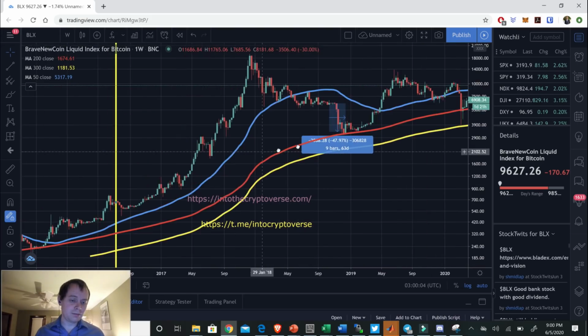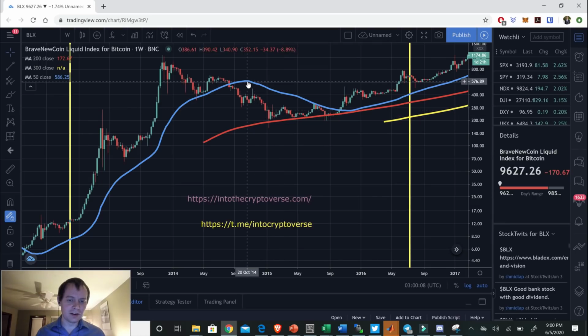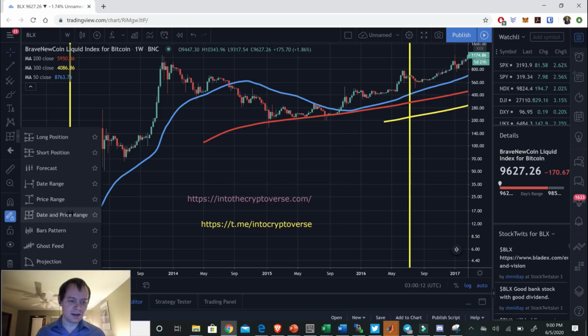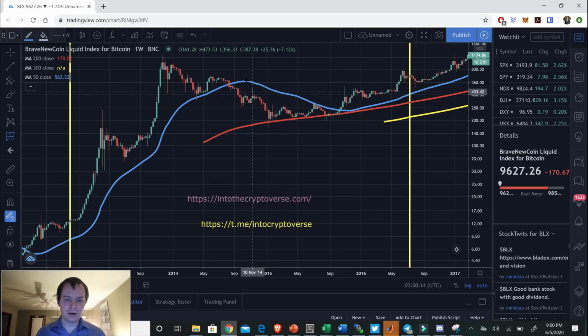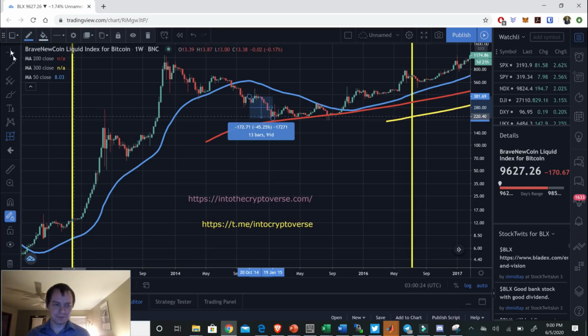Let's look at a time before that. What happened at a time before that when the 50-week turned over? So here's another time. If we were to take a measured move and say, let's say the 50-week turned over at this point, if we go down to the price at that point and then say, where did we drop within the short term? You can see it was around 45%.